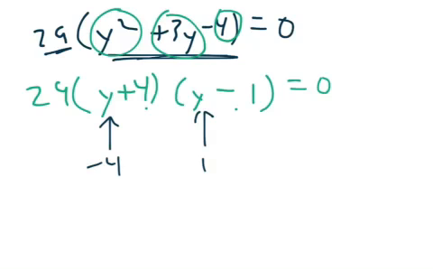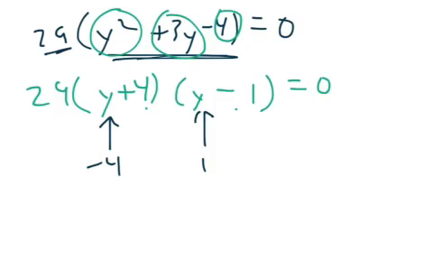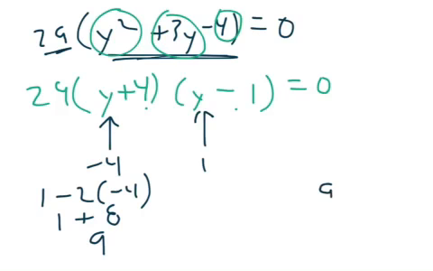Now remember, these are y's, so I need to now solve for x's. Going back to the original equation, x equals 1 minus 2y. I know I'm going to do 1 minus 2 times the y. We'll start with negative 4. That's 1 plus 8, which is 9. So my first solution is x is 9, y is negative 4.